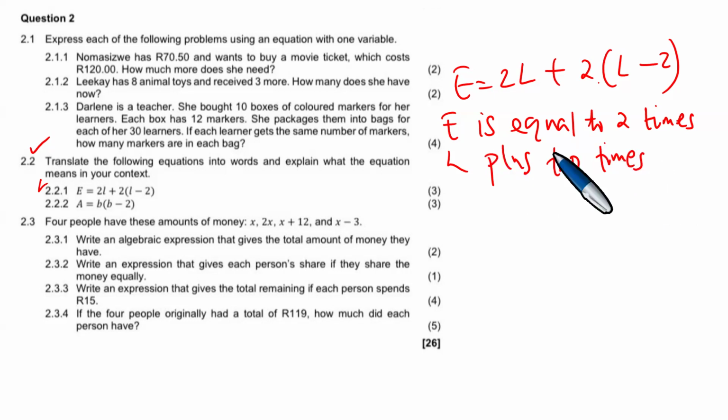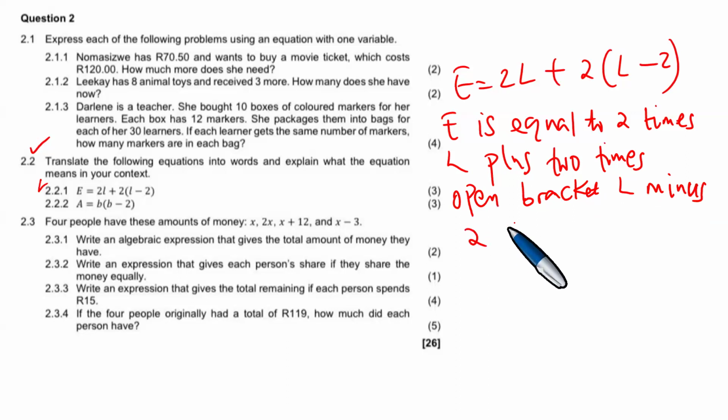Now this one is 2 times what? There are many ways. How do you read this in words? We can say plus 2 times open bracket, it's more direct. 2 times open bracket L minus 2 closed bracket.